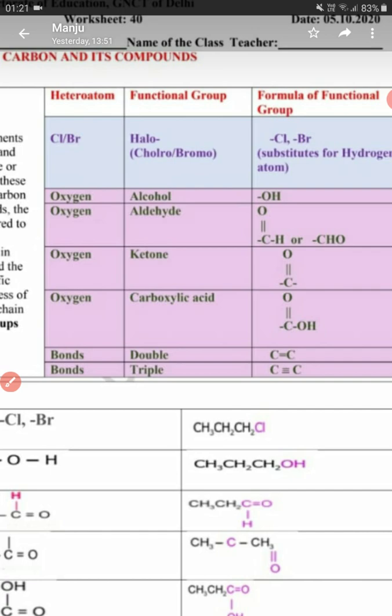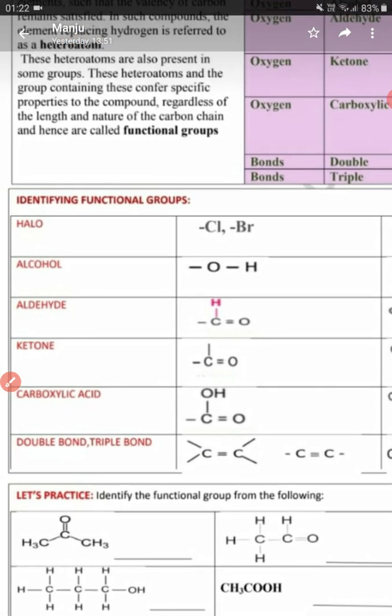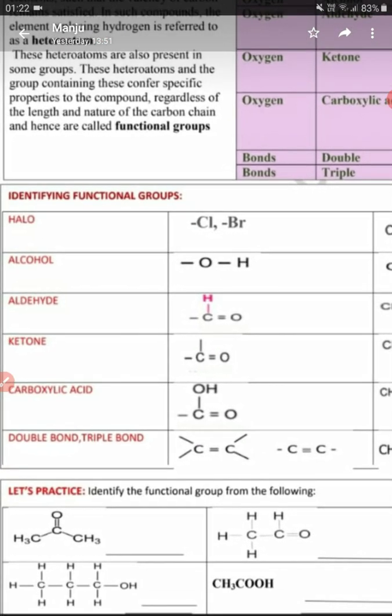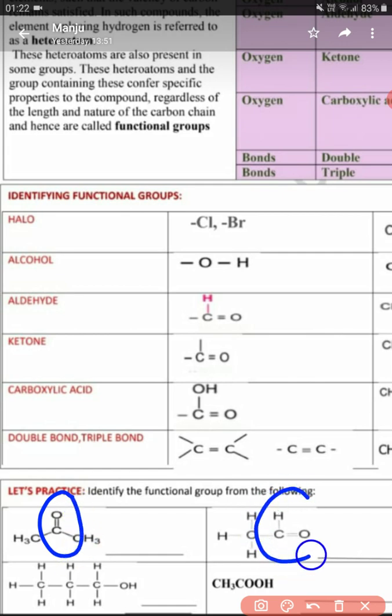Now let us see the questions which are given. Again, for practice it is given to identify the functional group. In this case, as we see, the functional group is the ketone. In this case, the functional group is the aldehyde. Here the functional group is the alcohol. In this case, the functional group is carboxylic acid.